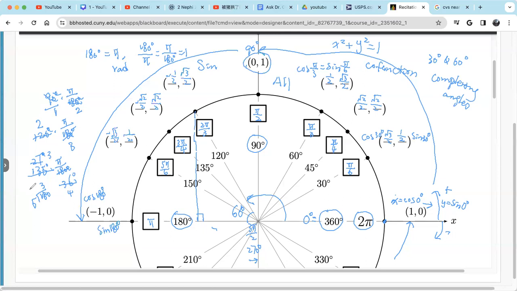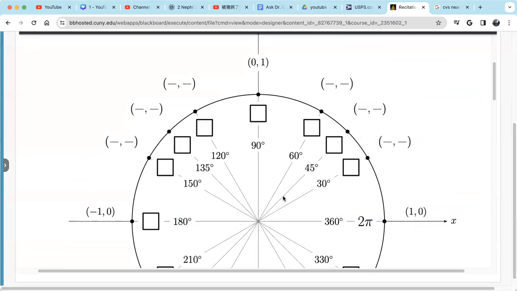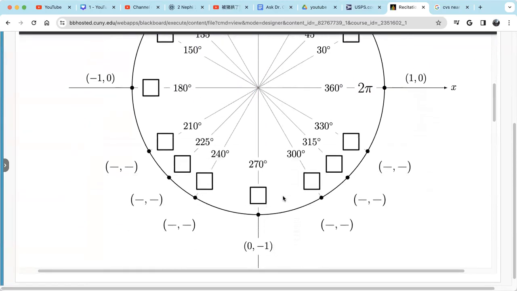Now let's look at the bottom semicircle. So these ones. In the third quadrant, tangent values are positive, and cotangent, its inverse, is also positive. Then sine and cosine are negative. So here the first one is the cosine value, the second one is the sine value. Both negative.